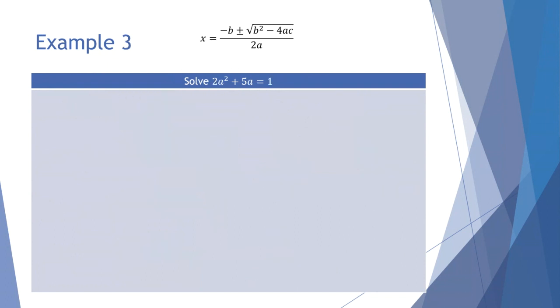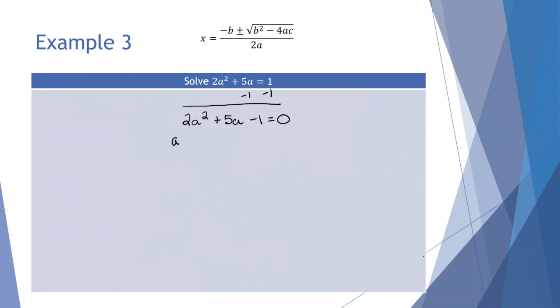Okay, example 3. Now here, this is not solved, it's not set equal to 0. We need to set it equal to 0. So first, I need to put everything on one side. So I need to subtract the 1 from both sides, so that I have 2a squared plus 5a minus 1 equal to 0. So I have to get everything equal to 0 before I can do the quadratic formula.